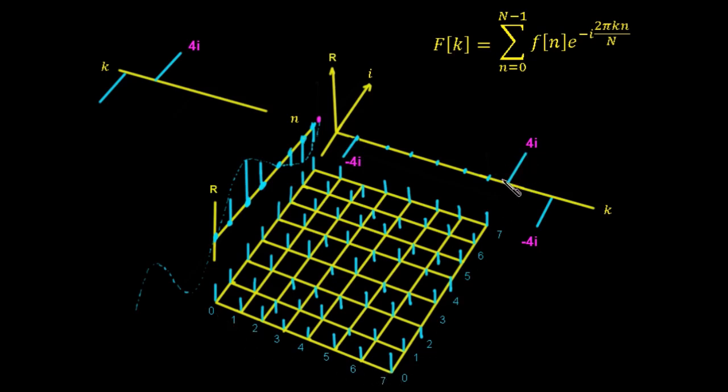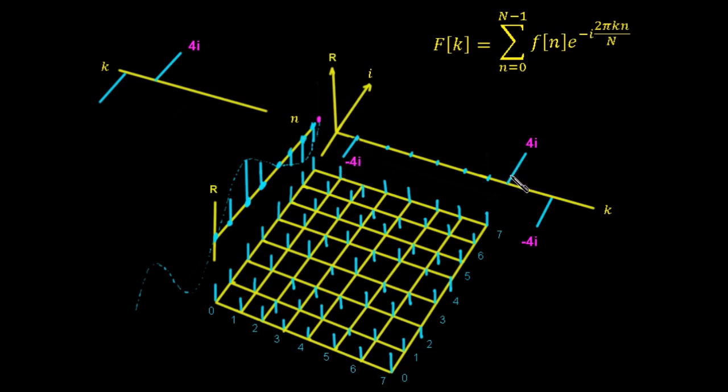Another thing to note here is the terminology: we tend to call these bins. This is where the energy has all been located, at these particular points, which we call bins. If I put the values in, we're going to get a value of minus 4i at this bin and a value of 4i at this bin. So we're going to be left with just these two spikes.